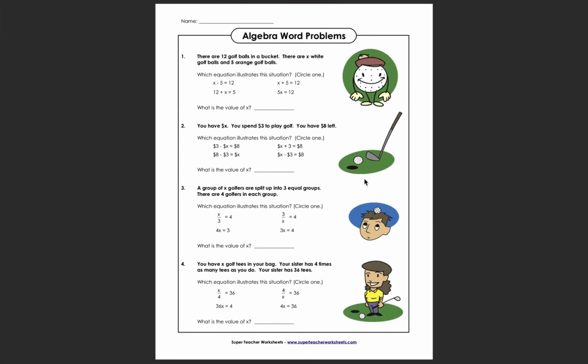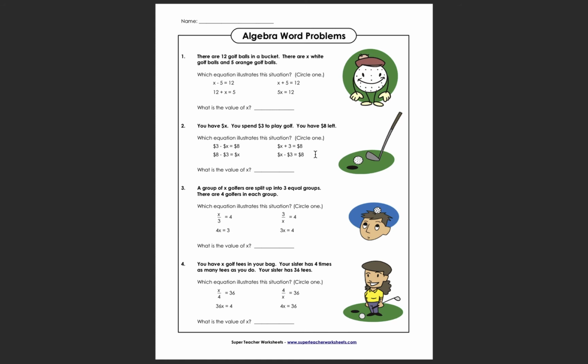So right here is our sheet. We need to figure out which equation best illustrates the situation and then what the value of it is. So number one, there are 12 golf balls in a bucket. There are X white golf balls and 5 orange ones. Which equation illustrates this situation? So we have 12 in a bucket, so we know our final answer has to be 12.